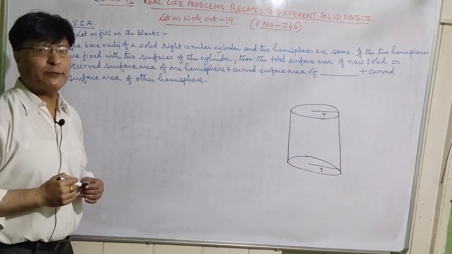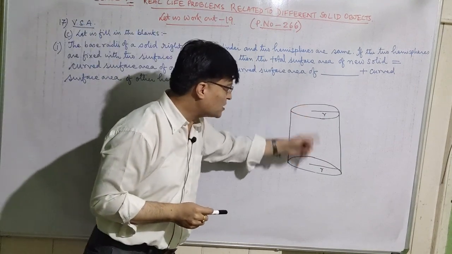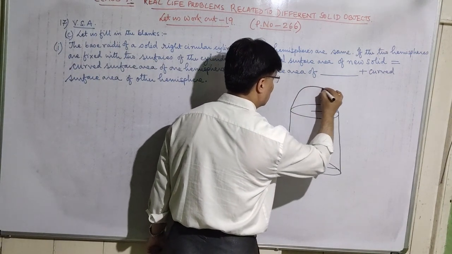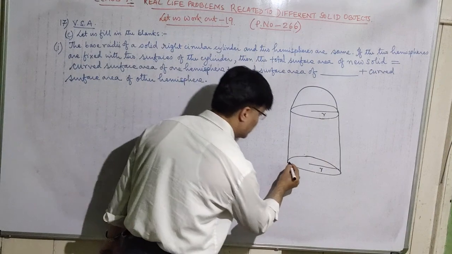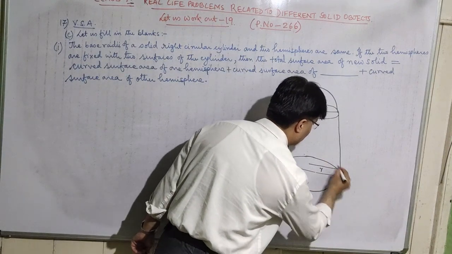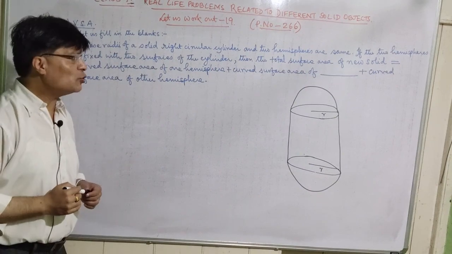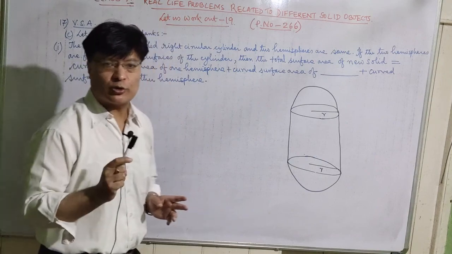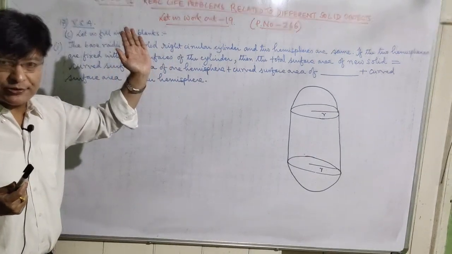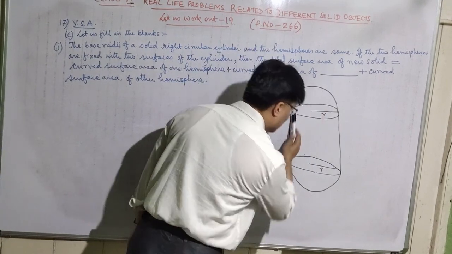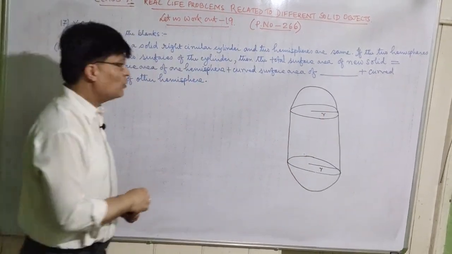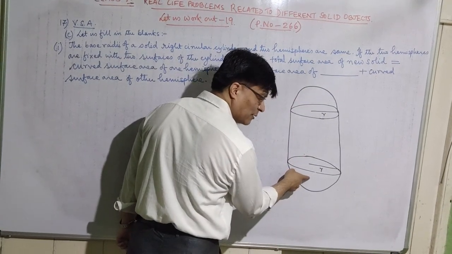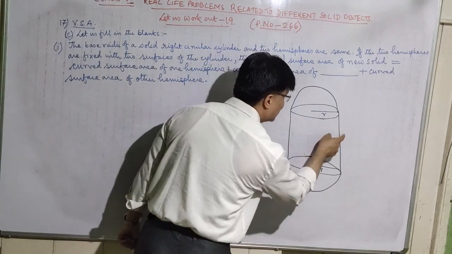Now the two hemispheres are fixed with the two surfaces of this cylinder. So one hemisphere is at the top of the cylinder. This is one hemisphere and this is another hemisphere. Now these two hemispheres are fixed with the two surfaces of the solid circular cylinder. So the figure will be like this. What is the total surface area of this new solid? It will be the curved surface area of the first hemisphere plus the curved surface area of the second hemisphere plus the curved surface area of this cylinder.